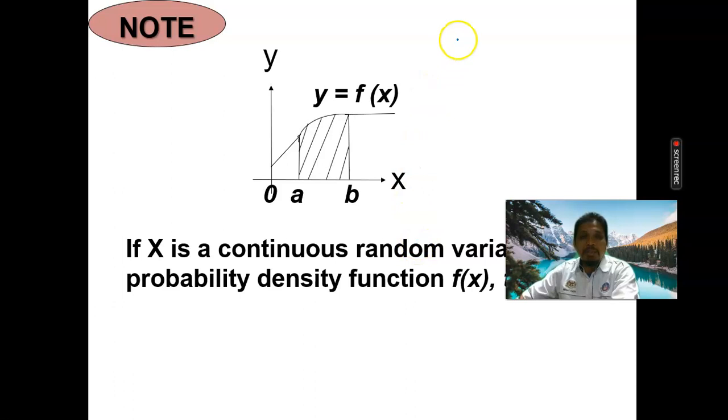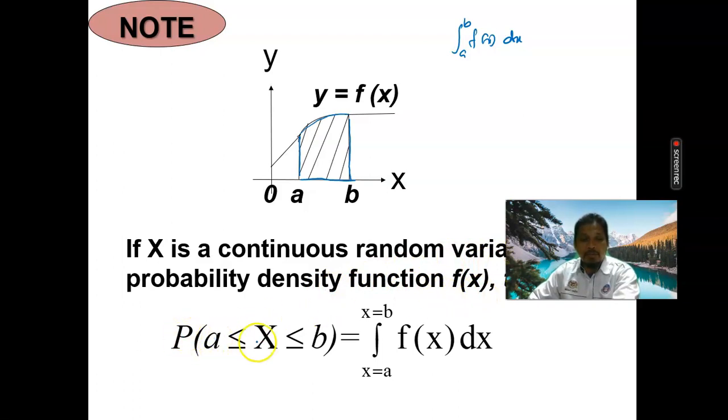When we talk about the integral of the function f(x) dx from x equal to a until x equal to b, we are actually talking about the area between the curve and the x-axis from x equal to a until x equal to b. So if x is a continuous random variable with a probability density function f(x), then the probability of x from a until b is the integral of f(x) dx from x equal to a until x equal to b.